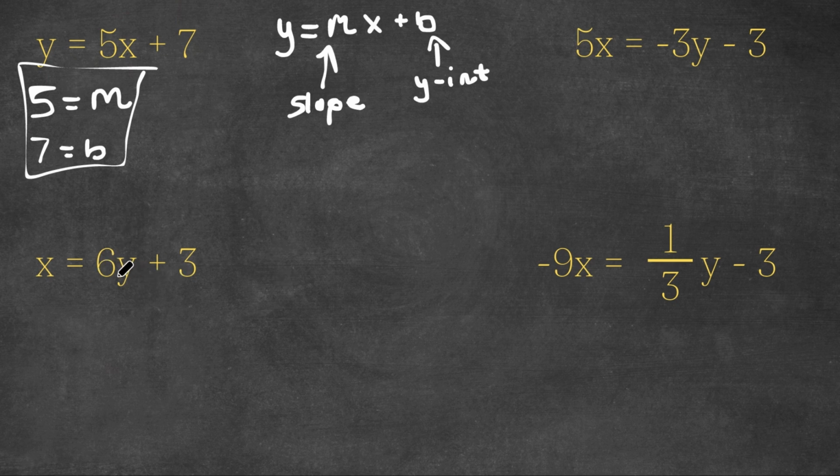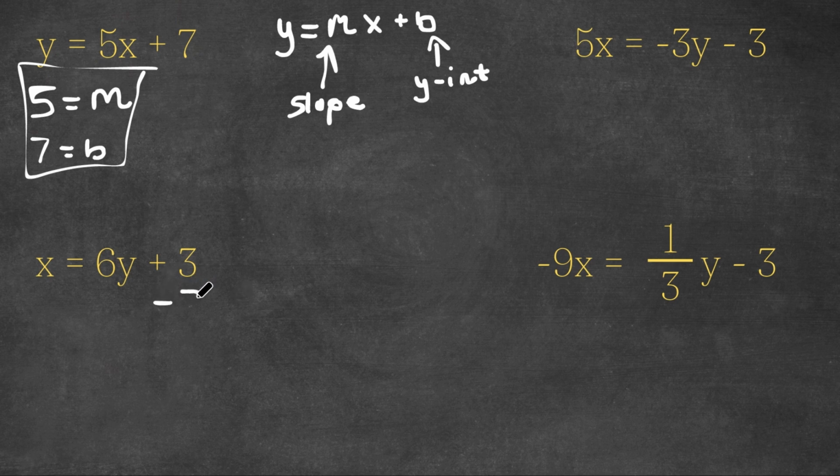Now let's try this one. x is equal to 6y plus 3. Now if you notice, our equation right now is not in the form y equals mx plus b because, well, x is on the left-hand side and y is on the right-hand side. So we want to move things around so that it is in the form y equals mx plus b.